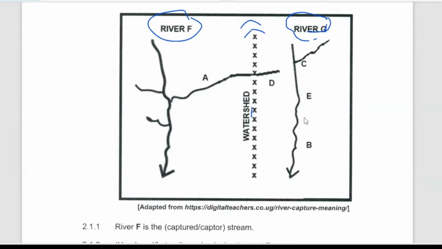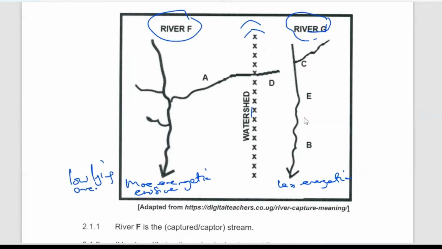And what happens with this situation of stream piracy? We are saying when the stream piracy occurs, we have a more energetic river. This river here is more energetic, meaning to say it has more erosive power. And this one is less energetic. A river which is more energetic is the one that flows over a low-lying area. It easily advances towards the watershed. And this one is the one that is flowing on a high-lying area. It has less energy. The river that is flowing on a low-lying area can easily advance towards the watershed.